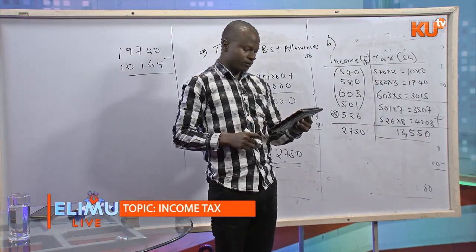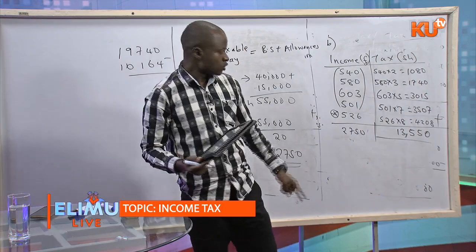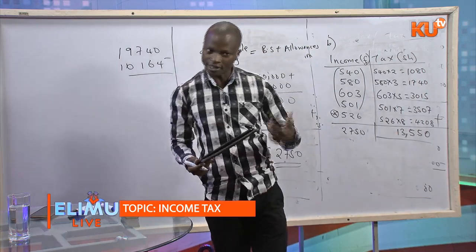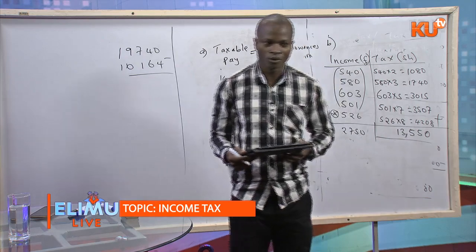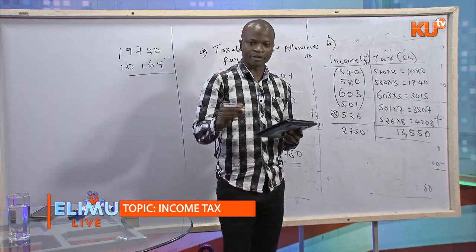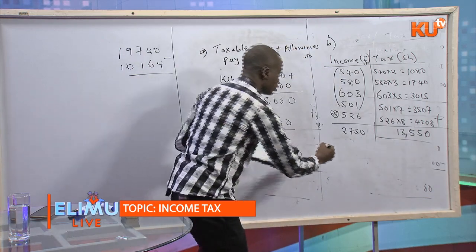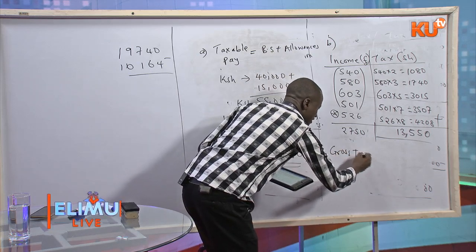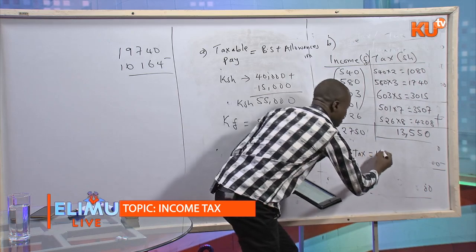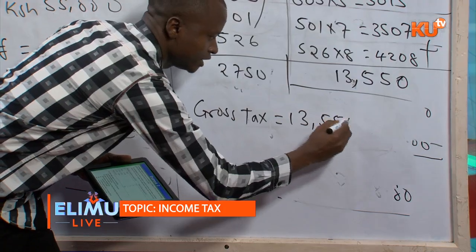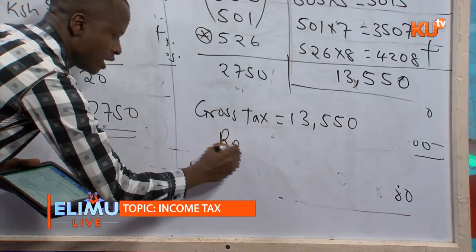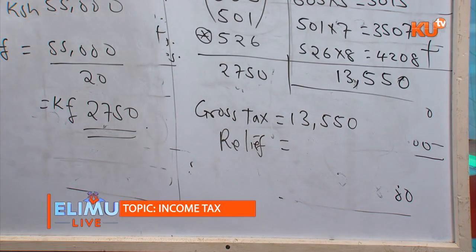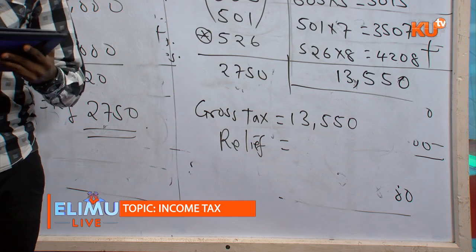What was the question? We want to find his PAYE. So what does this 13,550 represent? Does it represent the net tax? No. It represents what we are calling tax due or gross tax. So our gross tax in this case is 13,550. Then we were told he is entitled to some relief, and the relief was 1162.